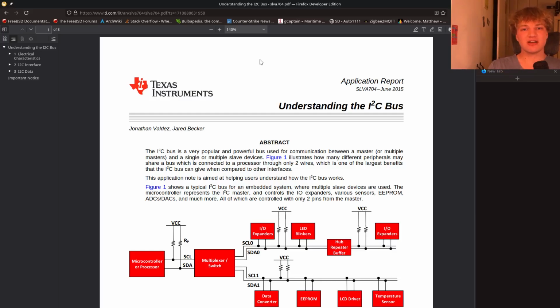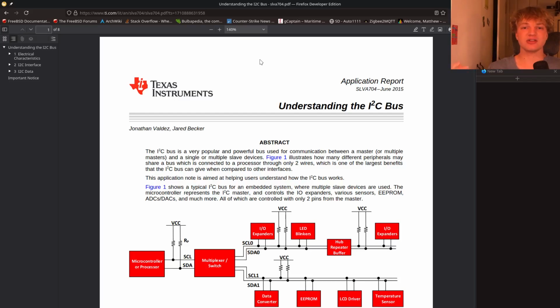Now, it's similar to SPI in that it's a master-slave type protocol. So again, you have one MCU that is coordinating communication between all of the other chips on the bus. But it differs to SPI in one incredibly key factor. It only uses 2 wires for everything.